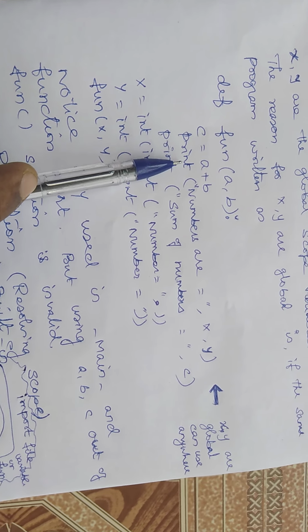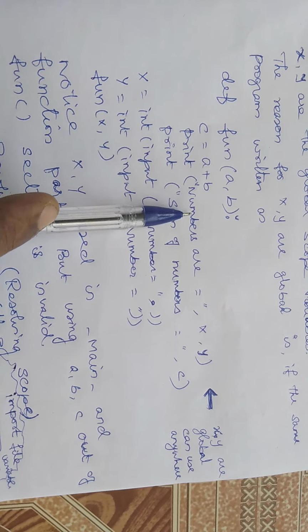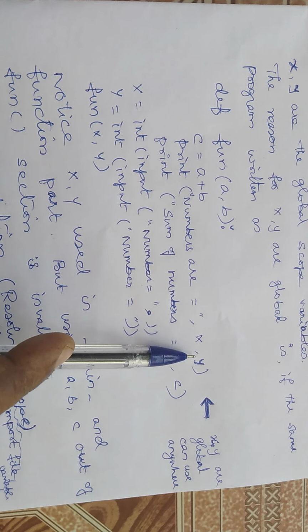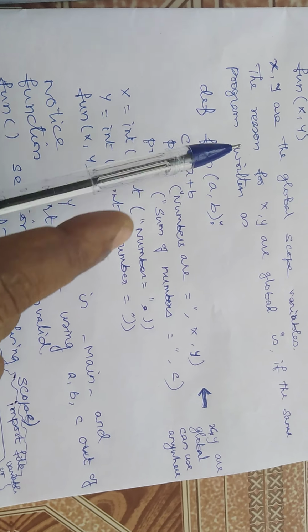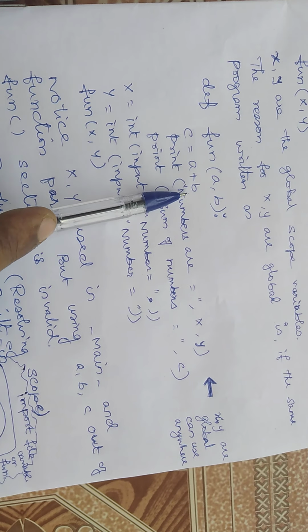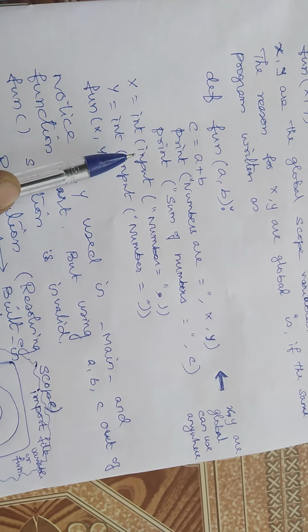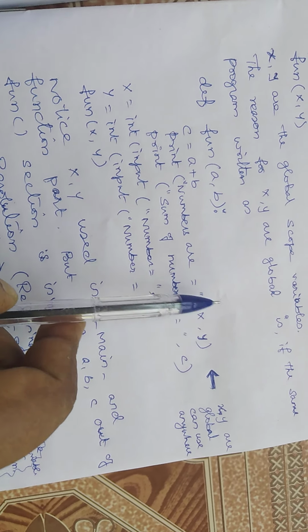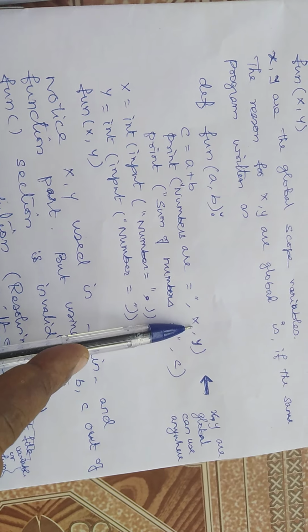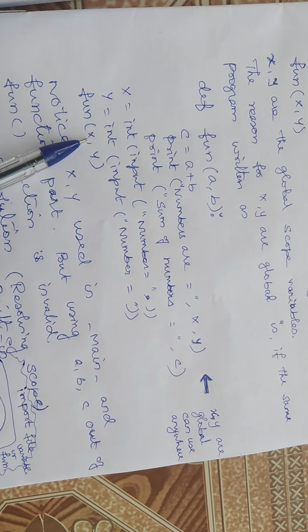Now we are using the variable in the print statement. The numbers are x and y. See, this section belongs to the function fun, and the function is also a part of our Python program. So this function can have the values of x and y there. The x and y are the actual values that we are passing here.